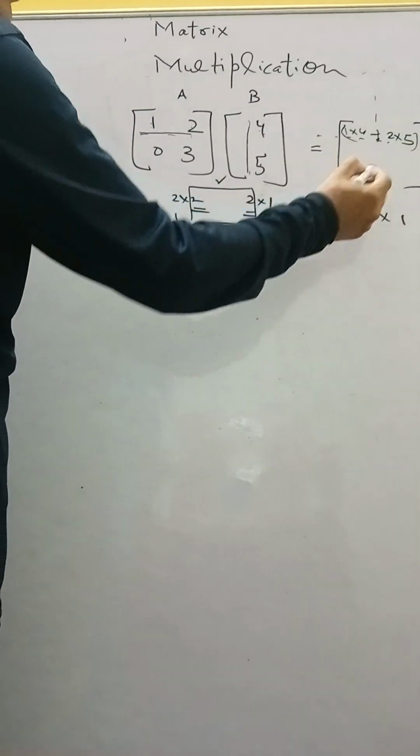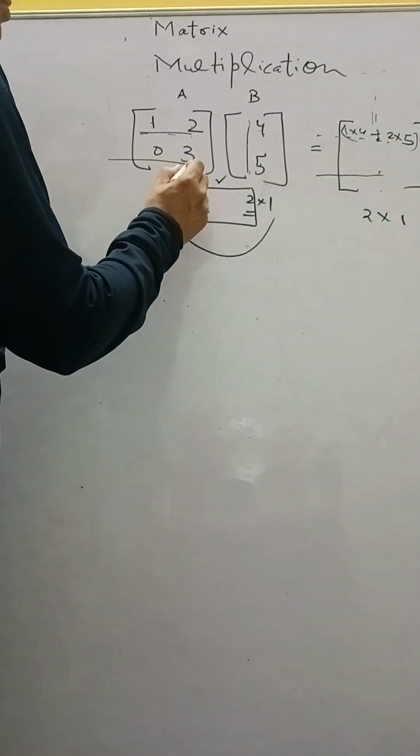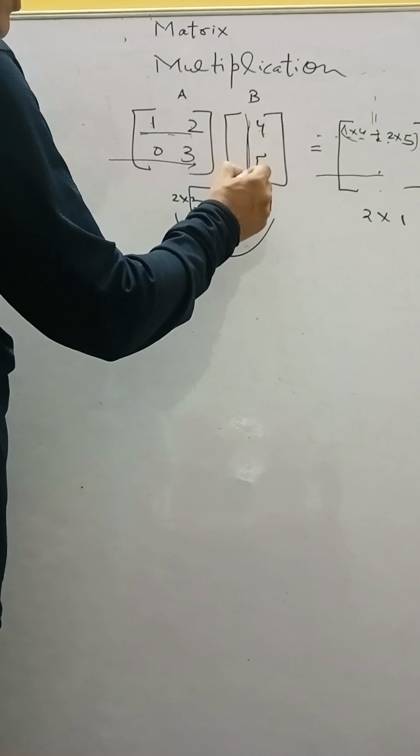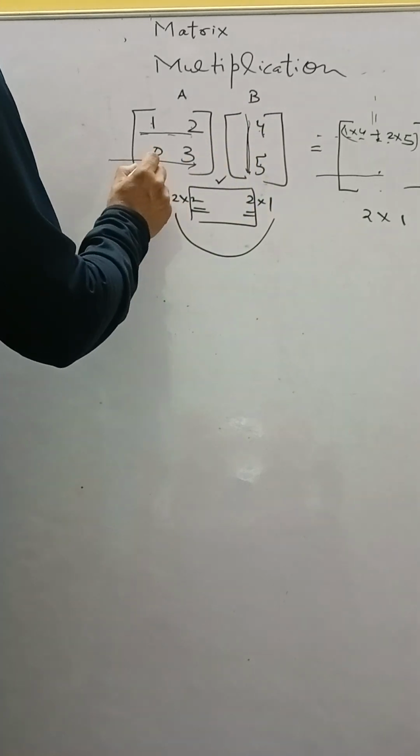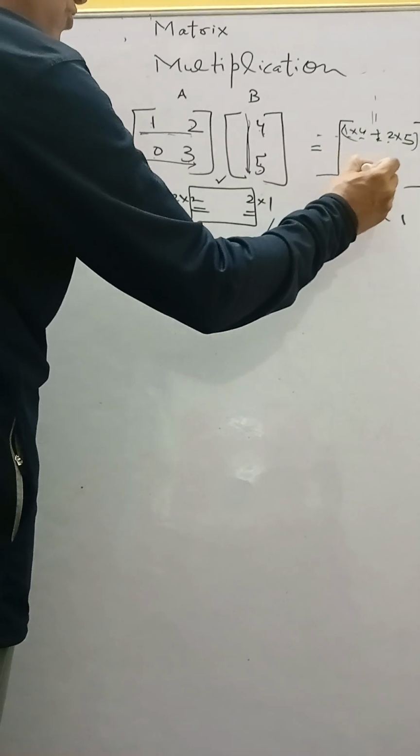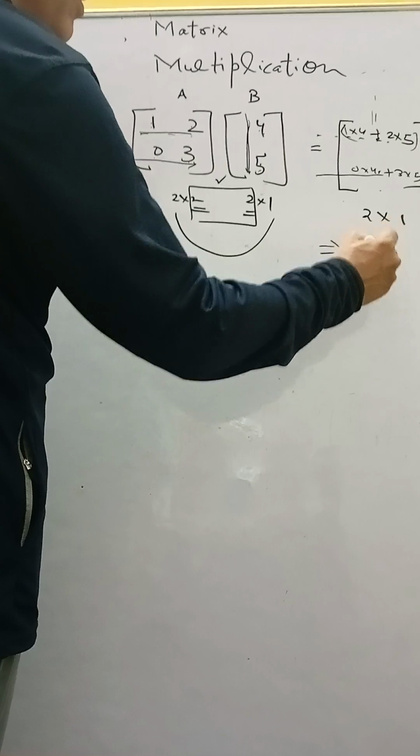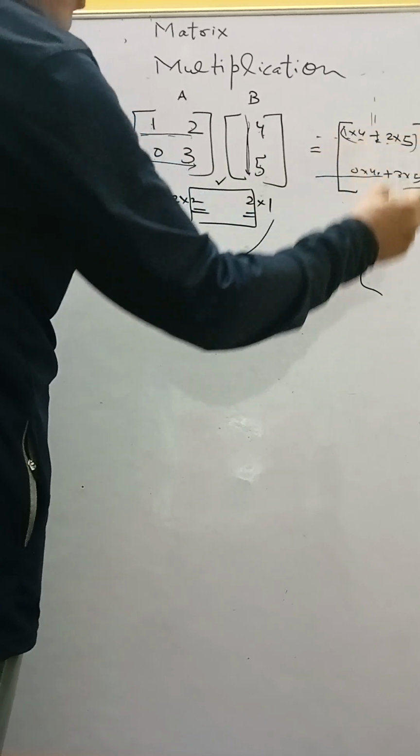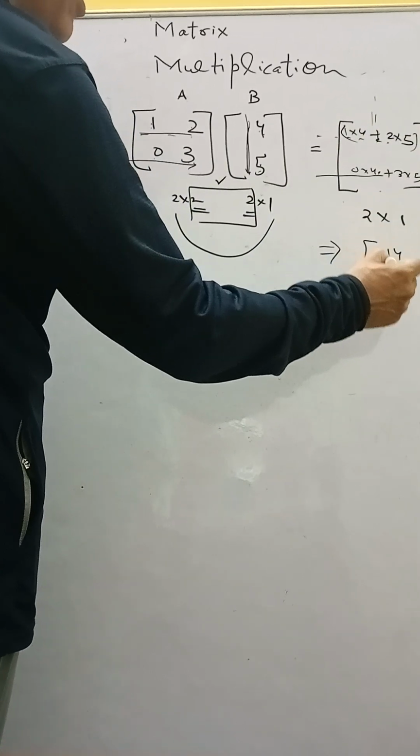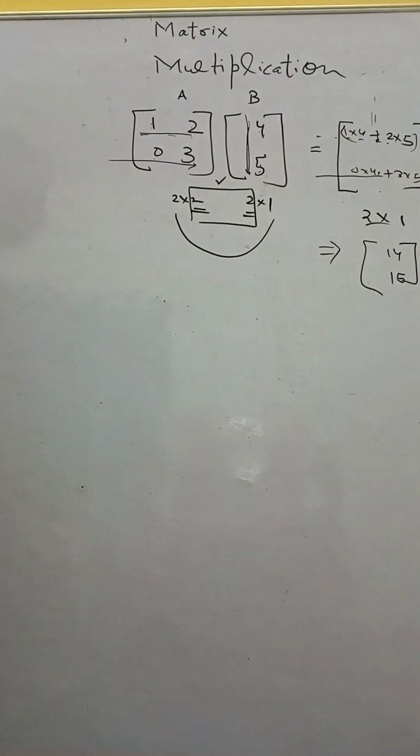Correct? Now what is this location? Second row, first column. So take the second row of the first matrix and the first column of the next matrix. First element with the first element, second with the second. So the entry will be 0 into 4 plus 3 into 5. So what do you get? 4 plus 10, 14, and 0 plus 15, 15. So this will be the product matrix of 2 by 1 order.